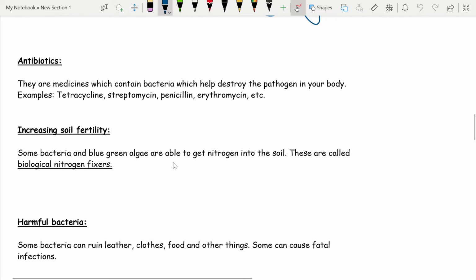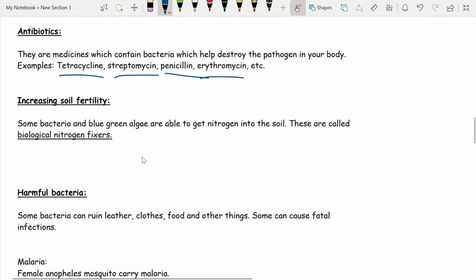Now what are antibiotics? Antibiotics are medicines which contain bacteria which help destroy the pathogen in your body. Examples can be tetracycline, streptomycin, penicillin, erythromycin, and etc. There are many of these, but those are medicines which help destroy the pathogen, meaning the invader in our body. If you don't get this too much, please do watch the immune system video that we've got.